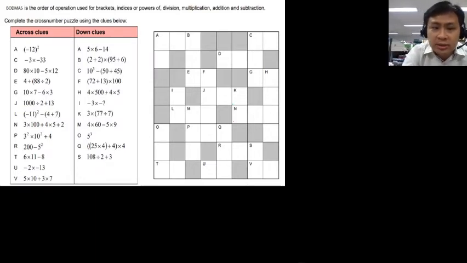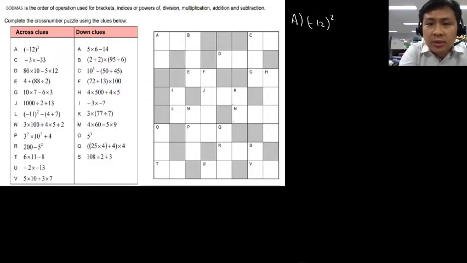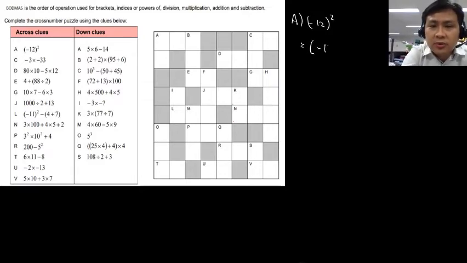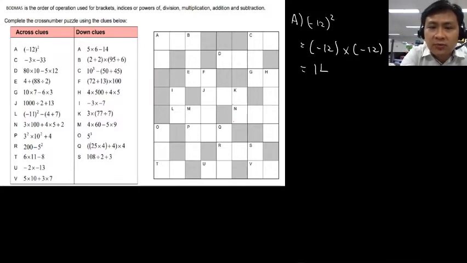We look at across A. For across A, we have this question, negative 12 squared. So we know that every time we are squaring a number, we are multiplying by itself. In other words, it's actually like this, negative 12 times negative 12. Okay, if you recall the rules of multiplication, what is negative times negative? Yes, positive. So negative times negative is positive. After that, you actually multiply 12 with 12. So 12 times 12 is 144. Our answer is positive 144.